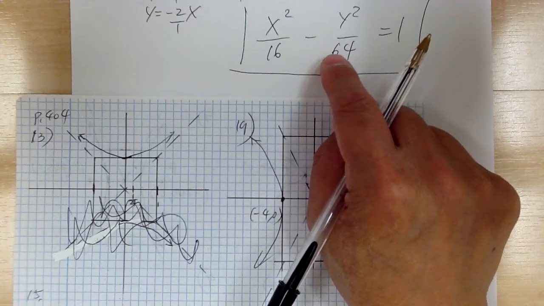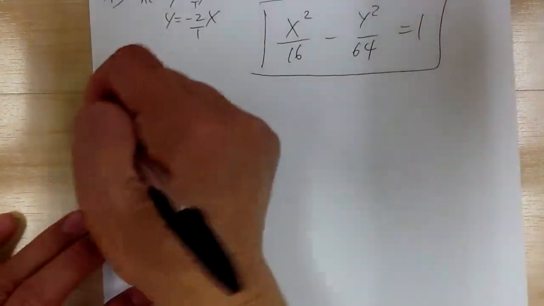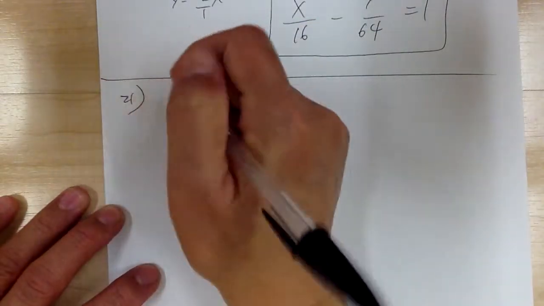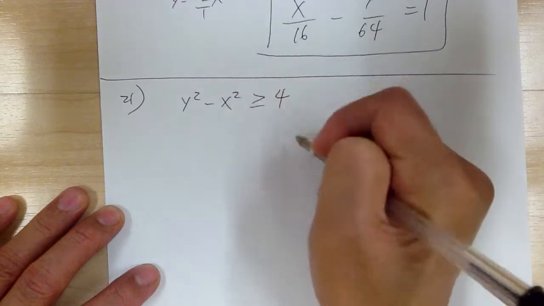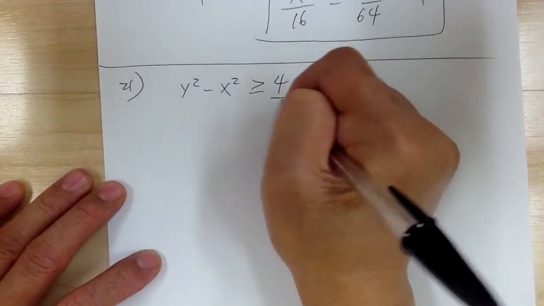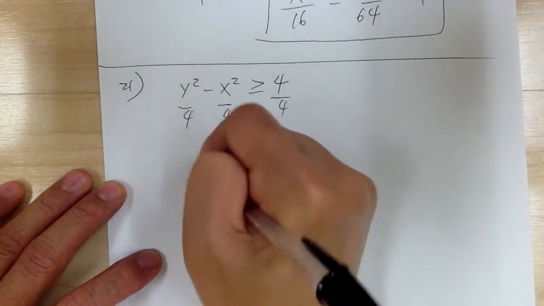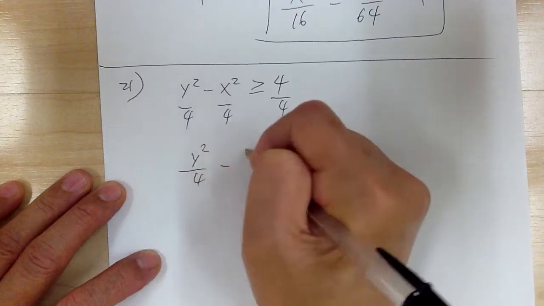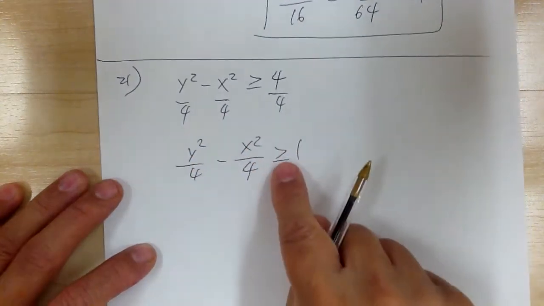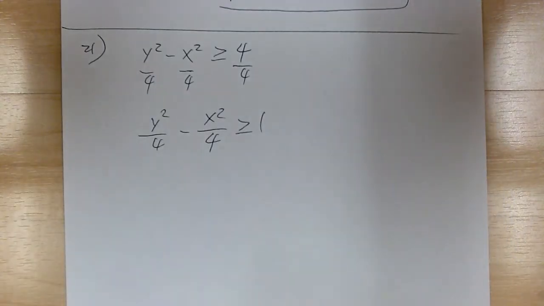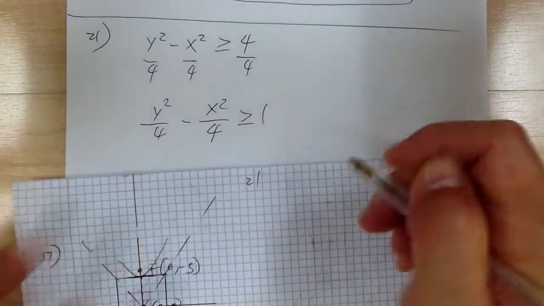Okay, now let's go to number 21. Here you have y squared minus x squared is greater than or equal to 4. This one you just do the regular way, just divide by 4. So you get y squared over 4 minus x squared over 4 is greater than or equal to 1. Don't worry about the greater than or equal to yet. Just go and sketch it out. Okay, so number 21.